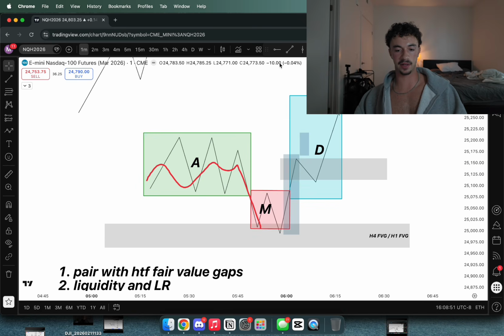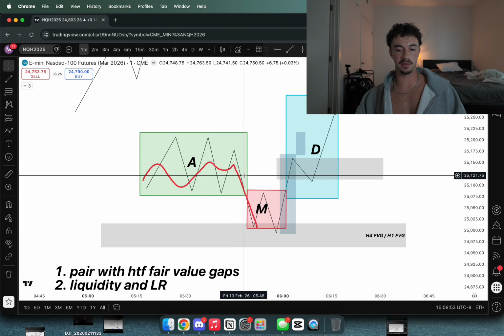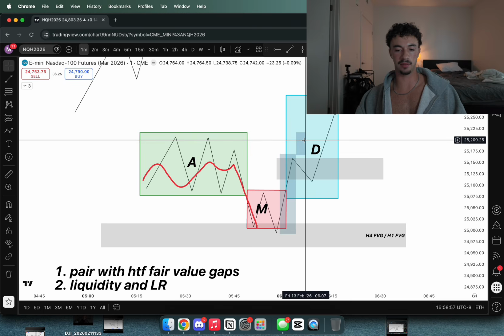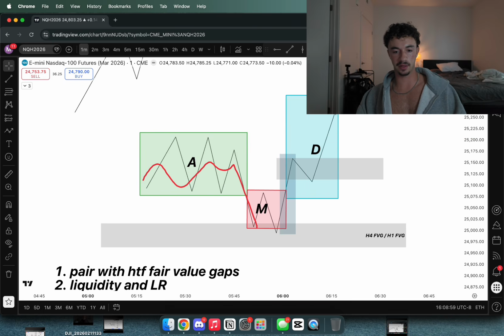And that's exactly what I was showcasing down here. You accumulate, manipulate into that gap, and then continue higher, and you catch the retracement in the bullish leg. So make sure I'm recording.